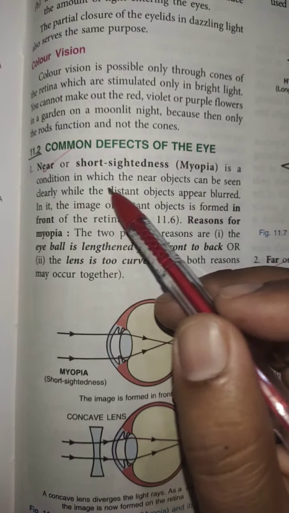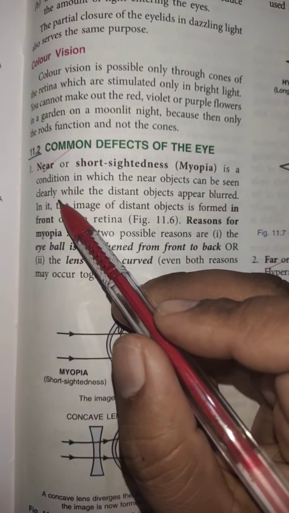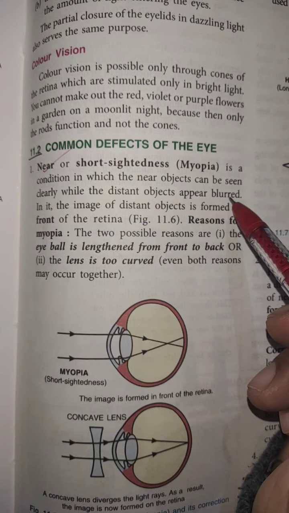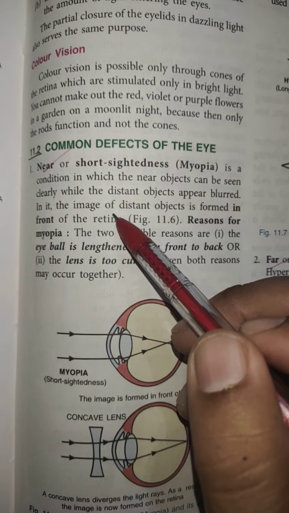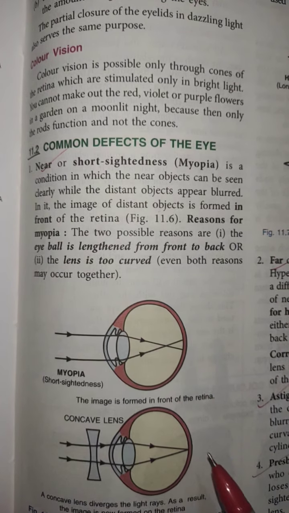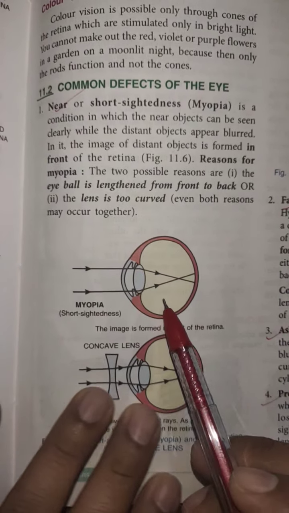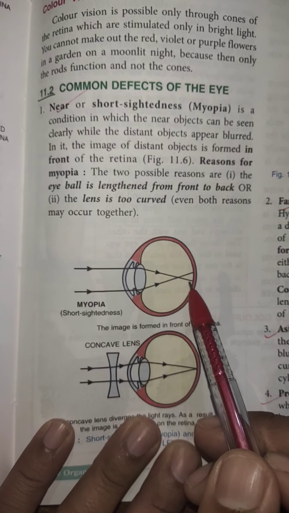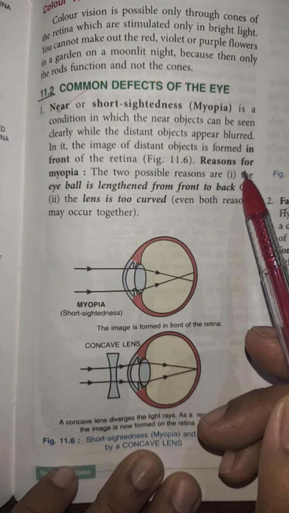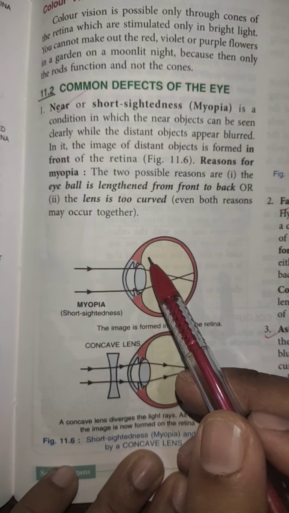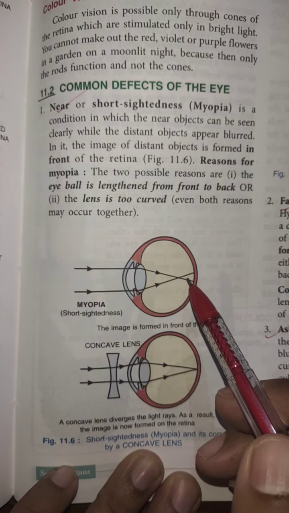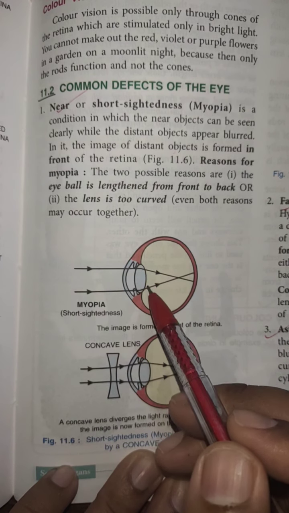It is a condition in which near objects can be seen clearly, while distant objects appear blurred. In it, the image of distant objects is formed in front of the retina. The two possible reasons are that the eyeball is lengthened from front to back, or the lens is too curved.